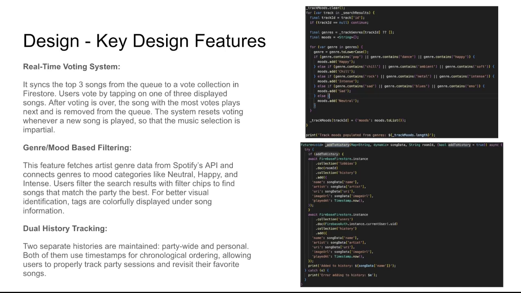There are two code snippets on the site as well, and the top one pertains to how moods are associated with specific genres. Like, if the genre contains pop or dance or happy, then the mood is going to be happy. Same with chill, the mood's going to be chill. If it has rock, metal, etc. And then if it doesn't have any of those, it's just going to be neutral. So if you see any songs that are tagged as neutral, it's because it didn't really fit into one specific box. And then the bottom one deals with how songs in the app are added to the history through Firestore.